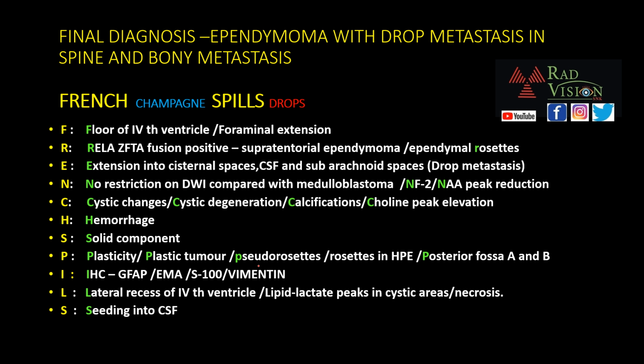Others are pseudorosettes, which are seen in HPE, and the other thing I have already told is posterior fossa A and posterior fossa B lesions. So what is I? IHC: GFAP, EMA, S100 and vimentin positive. L is the lateral recess of the fourth ventricle, because PFA arises from the lateral recess of the fourth ventricle, whereas PFB arises from the floor of the fourth ventricle. And you can remember lipid lactate peaks can also be seen in MRS in cystic areas and necrosis. What is S? It is seeding into CSF.